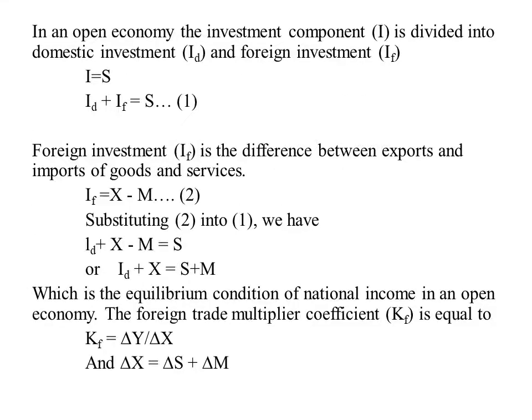In an open economy, the investment component, that is I, is divided into domestic investment and foreign investment. So, total investment we can write as the sum of foreign investment and domestic investment. Domestic investment equals ID and foreign investment equals IF. We know saving equals investment, S. Instead of I, we can write ID plus IF, that is foreign investment plus domestic investment, equals S.